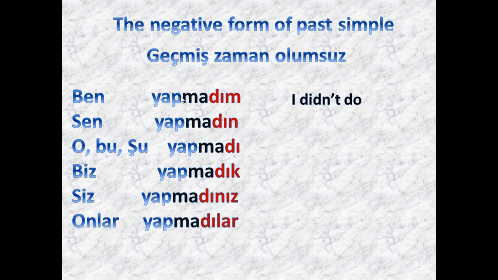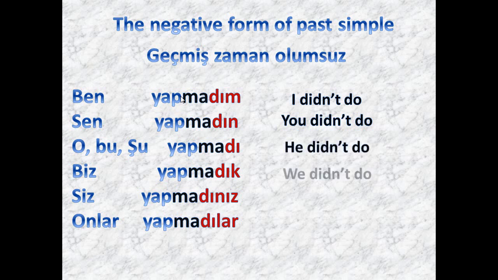So here we have, pardon, ben yapmadım, I didn't do. Sen yapmadın, you didn't do. O yapmadı, he didn't do. Biz yapmadık, we didn't do. Siz yapmadınız, you didn't do. Onlar yapmadılar, they didn't do. Okay.